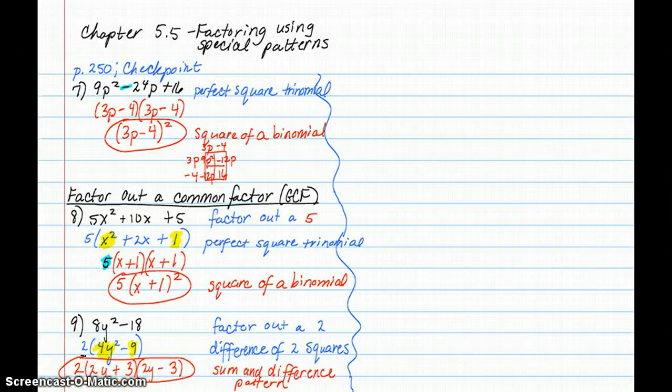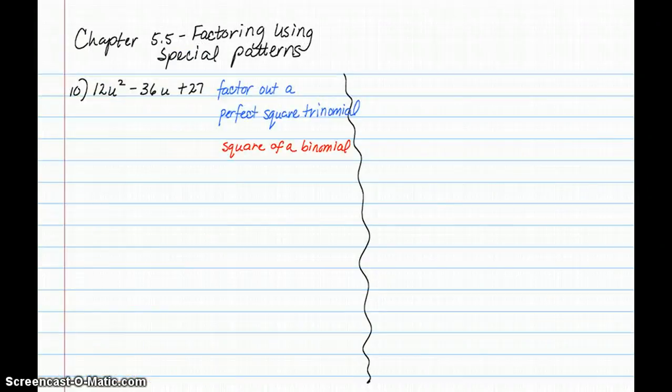Okay, we're going to go on to 10. So that one is slightly more difficult, not much more. Okay, so we have 10 is 12u squared minus 36u plus 27. At this moment, it's not a perfect square. 12, the first term, and 27, the last term, are not perfect squares. However, if we factor out the greatest common factor, and if we look at this, 12, negative 36, and 27 all share a 3.